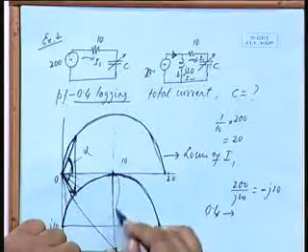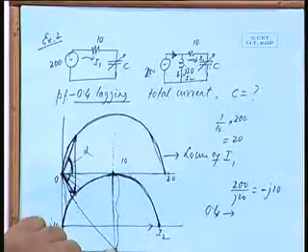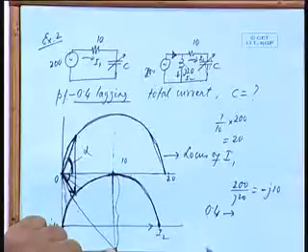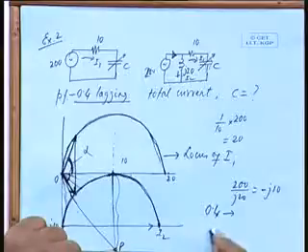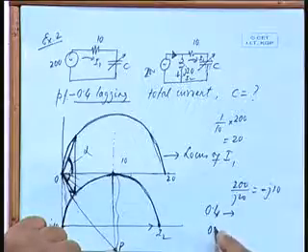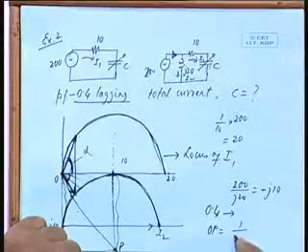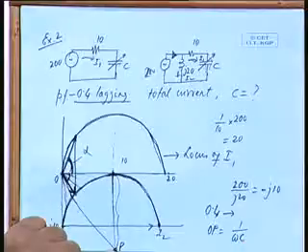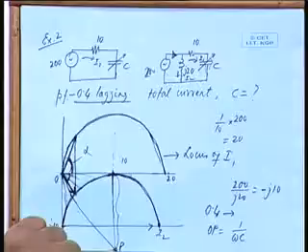So once you get this height, that is 1 by omega C. So C is, suppose this is P, then OP is 1 by omega C. So you know the desired C. Is that all right?